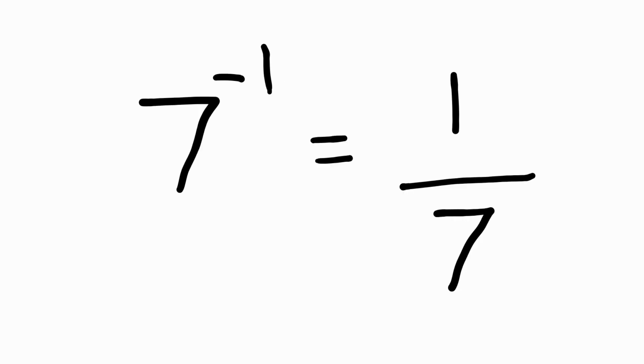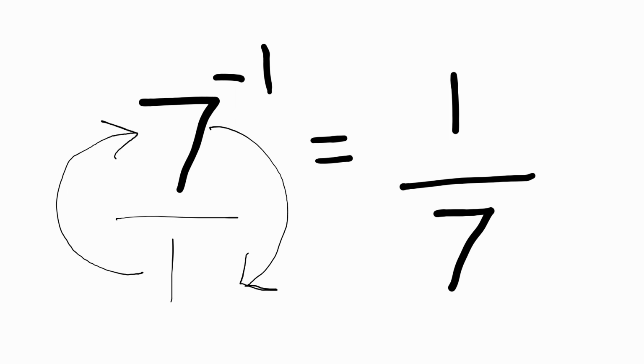So 7 to the power of -1 is equal to 1 over 7. So if you know that 7 is the same thing as 7 over 1, what this -1 is doing is that this 7 is going down here, and then this 1 is going up here.